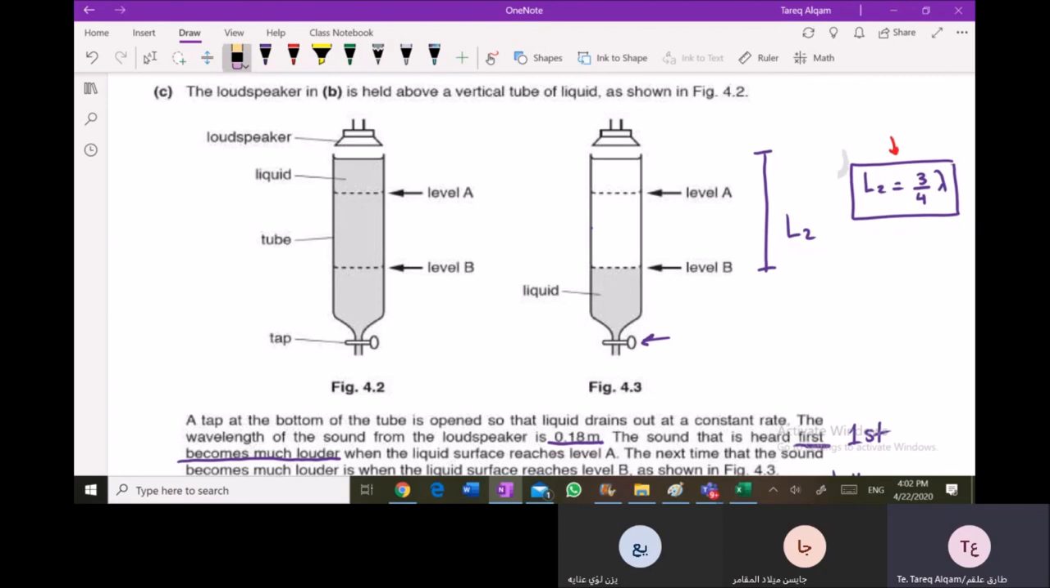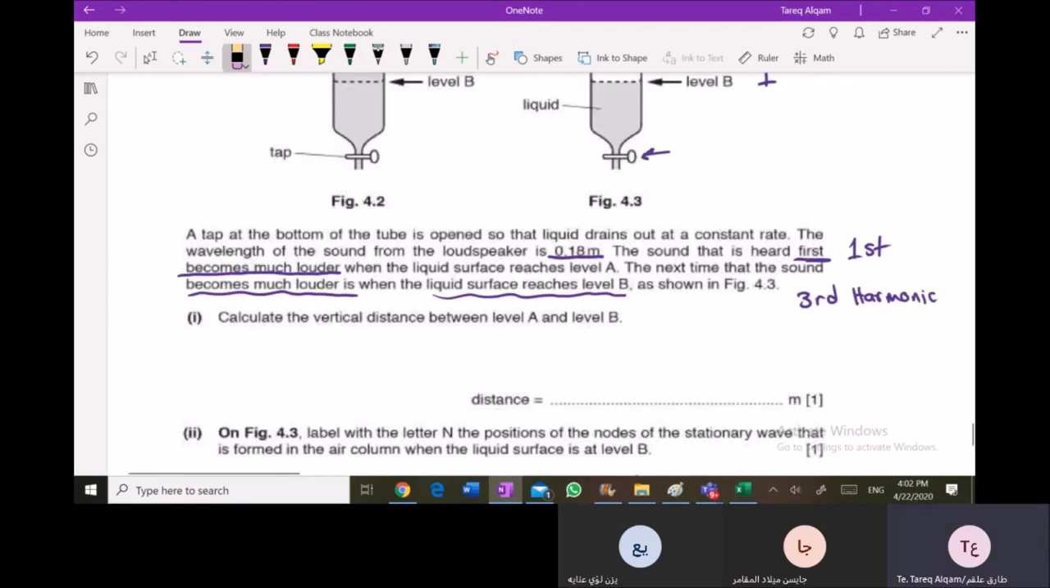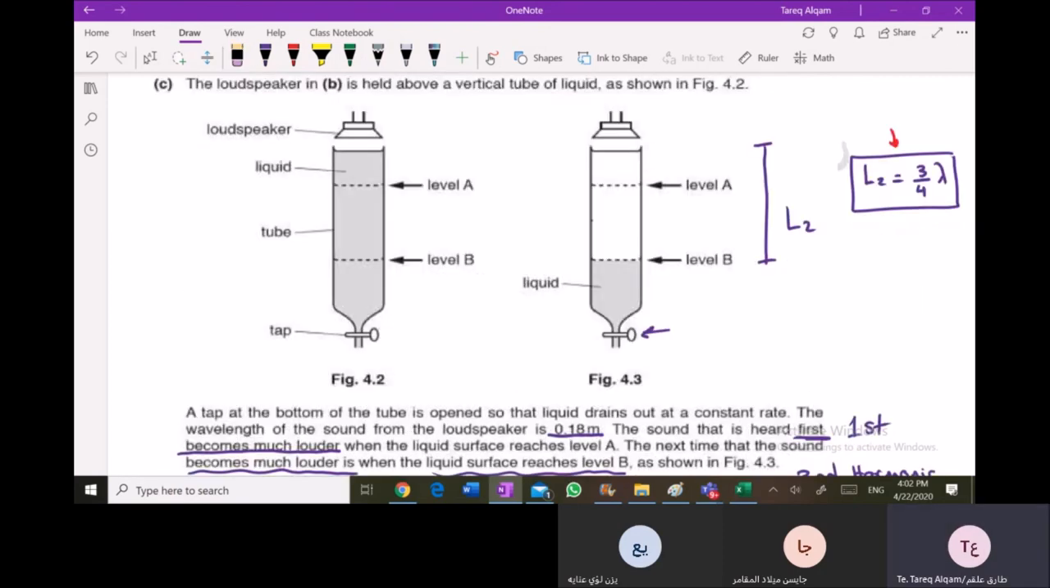هلا بقول لك إنه أول ساوند هير، يعني هير هي أوبن ذا تاب وبعدين بلش ينزل الووتر، فأول ساوند سمعوا عند الليفل A، ثاني ساوند سمعوا وين؟ عند ليفل B. طبعا عند ليفل A هذا الفيرست هارمونيك صح، وعند ليفل B هو الثيرد هارمونيك، مش السكند، ثيرد.